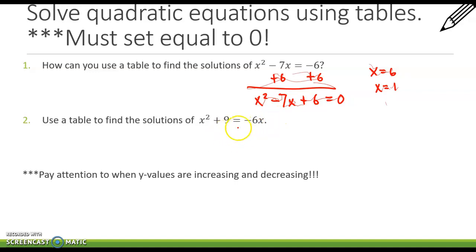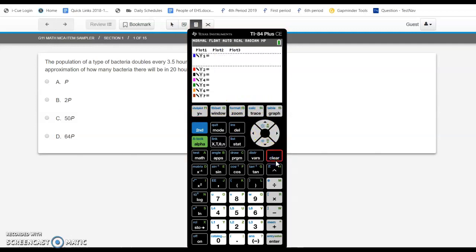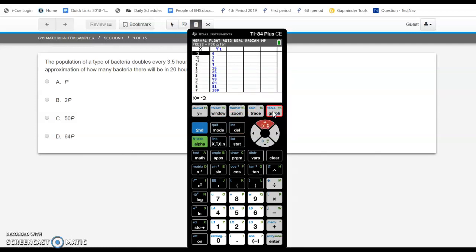For number 2, I want to make sure to move the 6x over. So I have x squared plus 6x plus 9 equals 0, and then I'm going to graph that related function. And then I hit second table, and what I notice about this is that my function is decreasing down to x equals -3, and then increasing again. So it looks like I only have 1 zero this time.